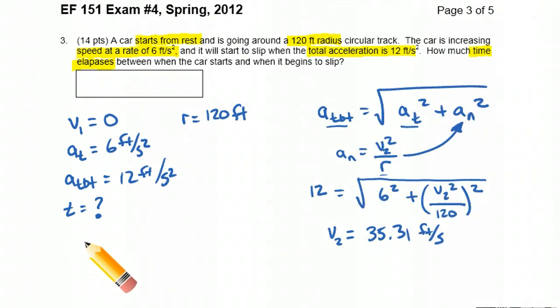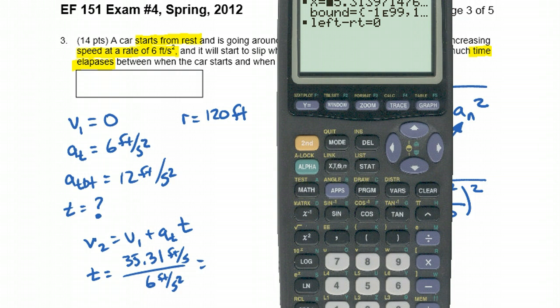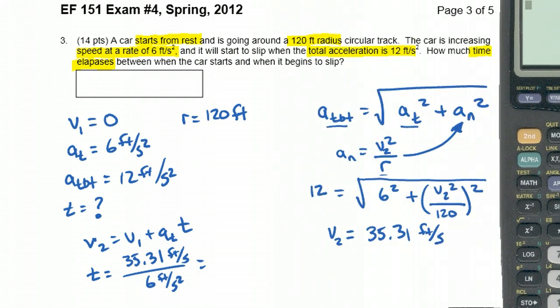Okay, so I'll come over here and I'll have V2 is equal to V1 plus the tangential acceleration times time. Solving for time, I just have 35.31 feet per second divided by the tangential acceleration, so that's just the 6 feet per second squared. So in my calculator, x divided by 6, 5.89 seconds.